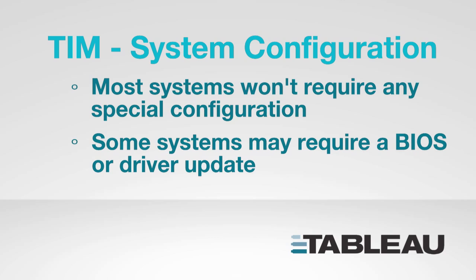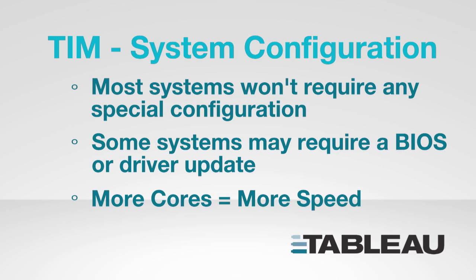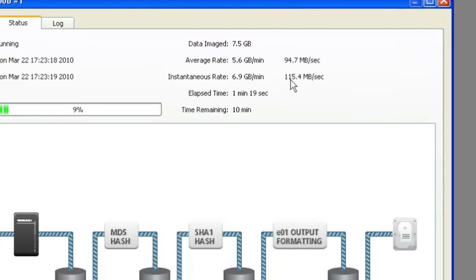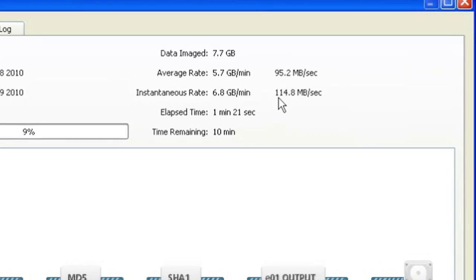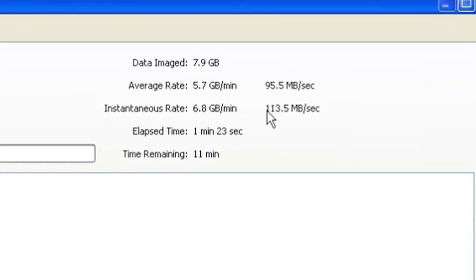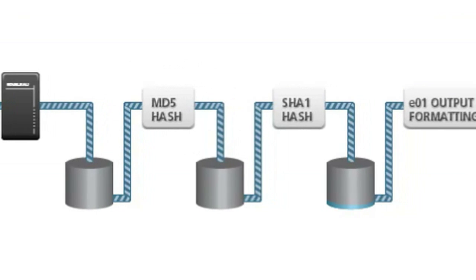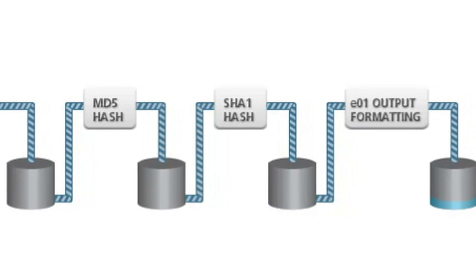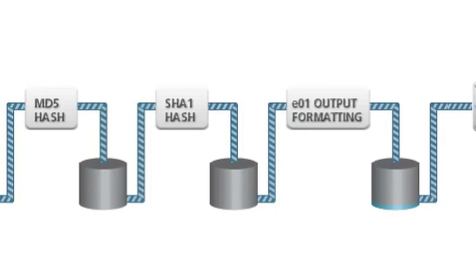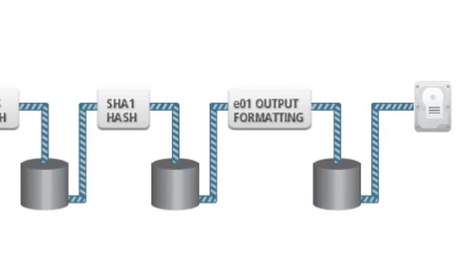So unlike other imaging software you've become used to, TIM will really go faster if you put it on a machine with more cores. We've been able to demonstrate acquisitions running up to 125 megabytes per second on a PC with an 8-way processor. What's so astounding about that 125 megabyte per second figure is that we were doing hashing and E01 compression in real time.